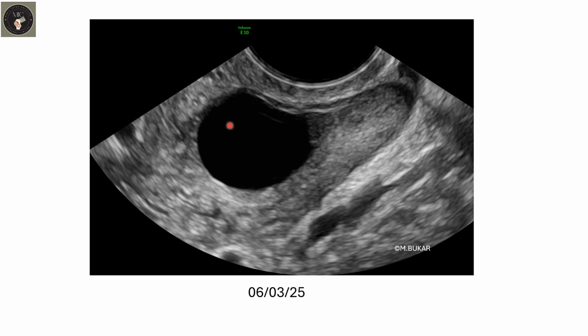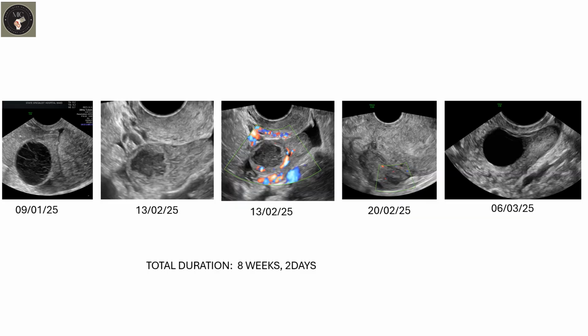What we can see here is a dominant follicle that measured about 17 millimeters. So now let's look at this temporal change in this hemorrhagic cyst. 9 January, the typical fishnet pattern of hemorrhagic cyst.